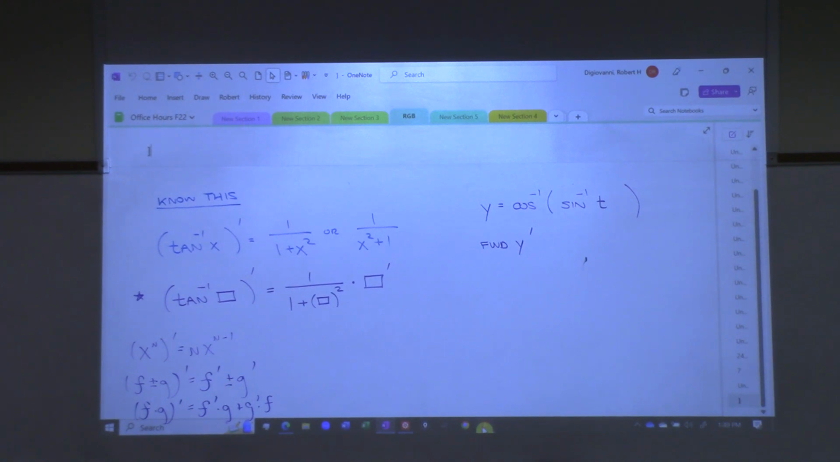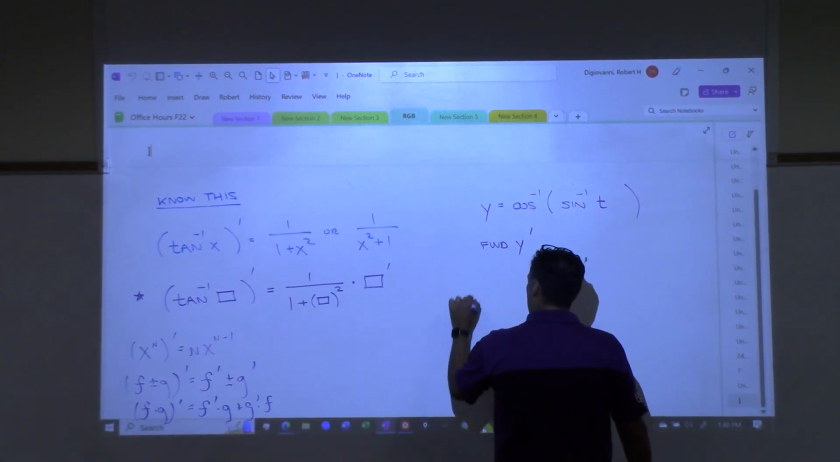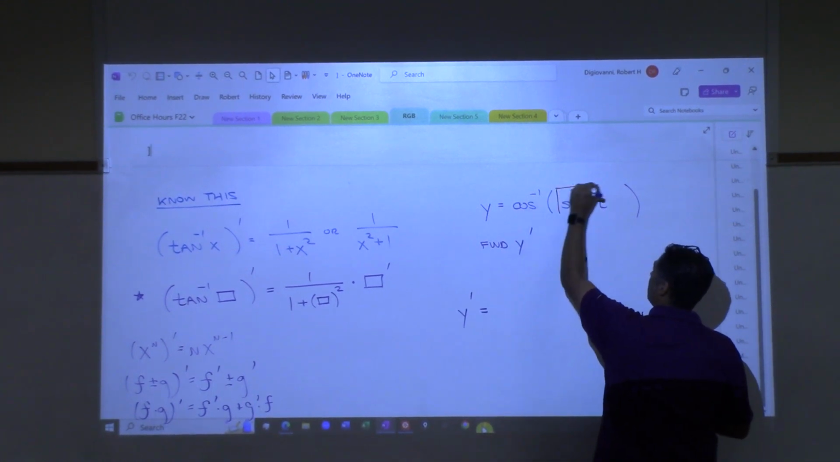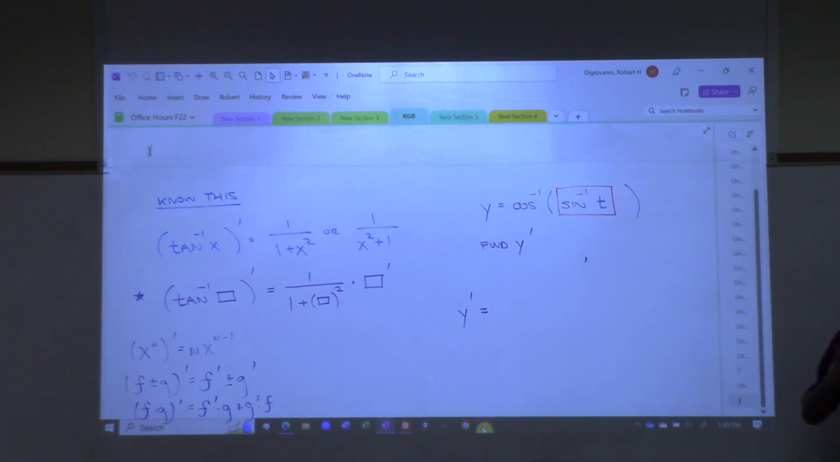Do y'all see that we have composition? We have cosine inverse, and inside of cosine inverse we have sine inverse. So if I want to take the derivative, I first have to start out by looking at this as being cosine inverse of a box, right? What is the derivative of cosine inverse of a box according to your formula sheet?